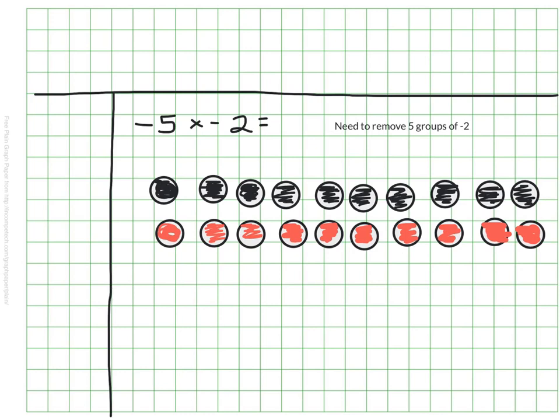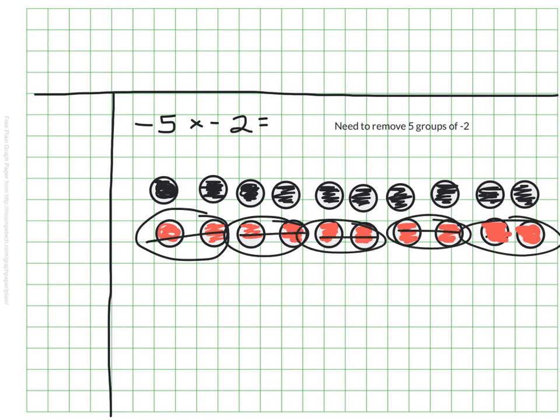So I can take out these 2 negatives. That's one group. I can take out these 2, these 2, these 2, and these 2, right? I've taken off 5 groups of -2, which is what I wanted to do. That was the goal of my number sentence, which leaves me with 1, 2, 3, 4, 5, 6, 7, 8, 9, 10. I have 10 left over, and they're all positive. So a -5 times a -2 is a positive 10.